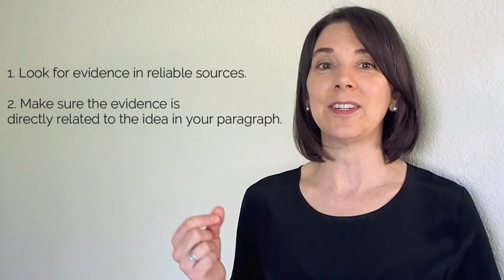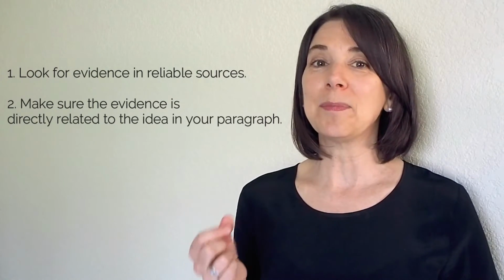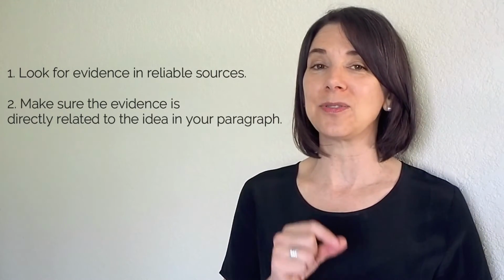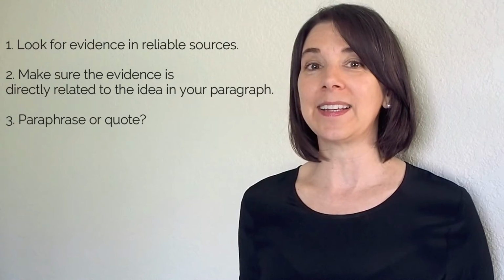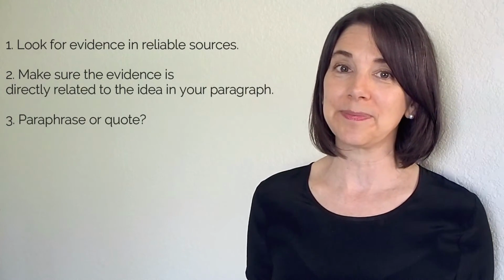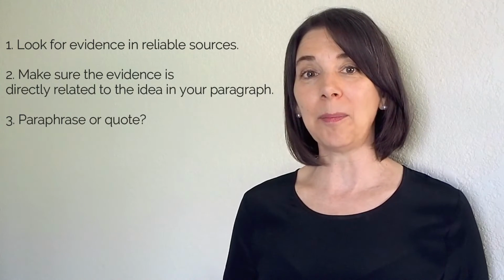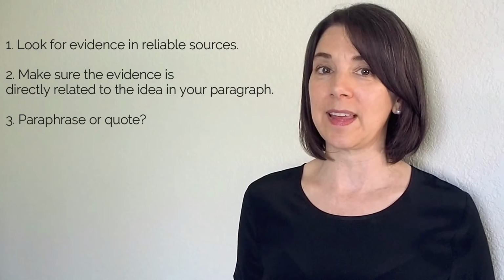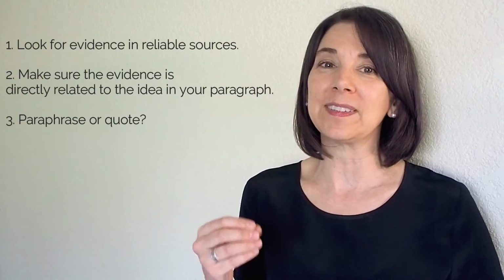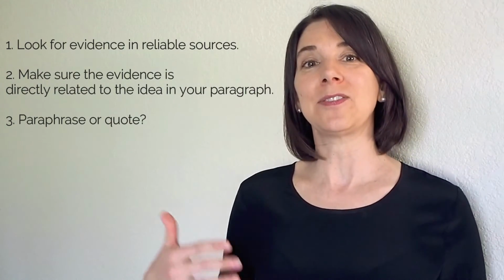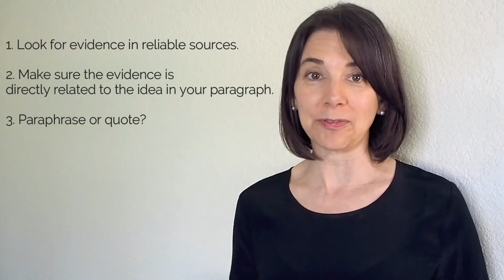So to sum up, here are the basic things that you need to know about how to put evidence into your essay. First, you're going to look for evidence in reliable sources. You want to make sure that the evidence is directly related to the idea that you are trying to explain. Next, you're going to decide if you should paraphrase or quote. Remember that paraphrase is more common and you want to use more paraphrases than quotes. If paraphrasing is very difficult for you, just start with paraphrasing maybe one or two and then try to practice so that you can do it more often.